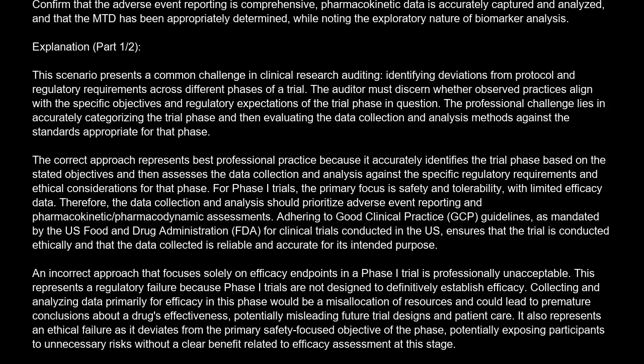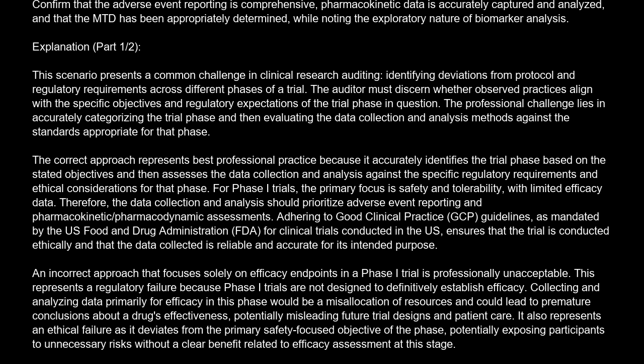The correct answer is A. Confirm that the adverse event reporting is comprehensive, pharmacokinetic data is accurately captured and analyzed, and that the MTD has been appropriately determined, while noting the exploratory nature of biomarker analysis. Explanation. This scenario presents a common challenge in clinical research auditing: identifying deviations from protocol and regulatory requirements across different phases of a trial.